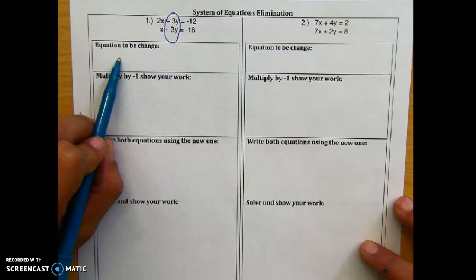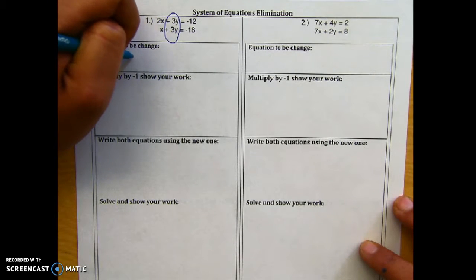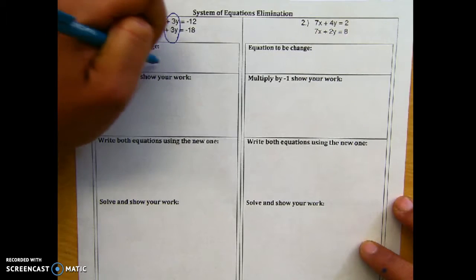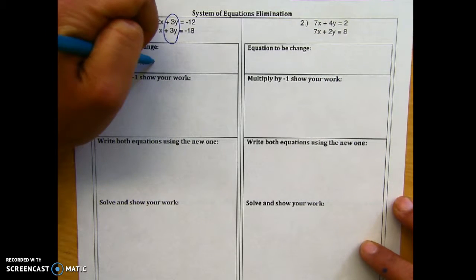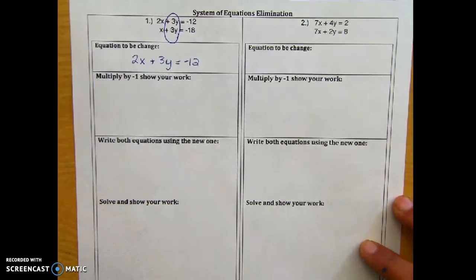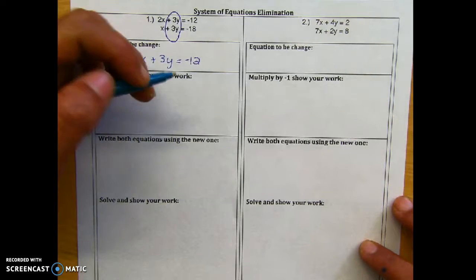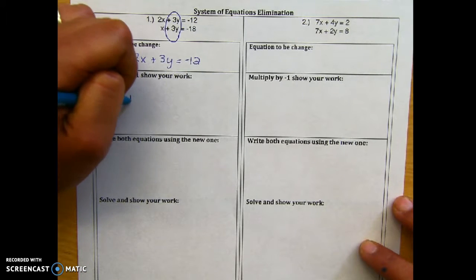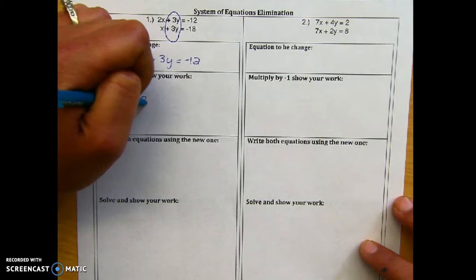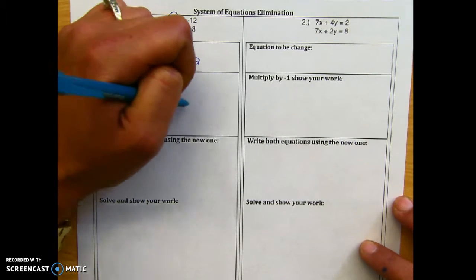In this box, it's asking you what equation you're going to change. I'm just going to change the first one. It really doesn't matter. And I'm changing this by multiplying by a -1. So I want to show it in this box. Your other worksheets won't be step by step, but this is just because you're just learning it.